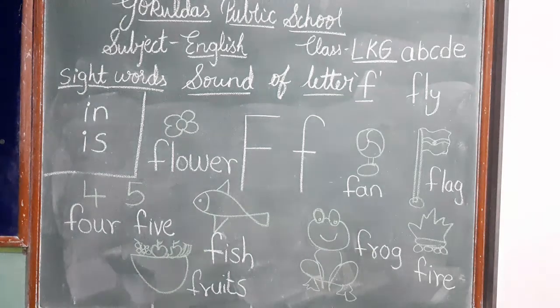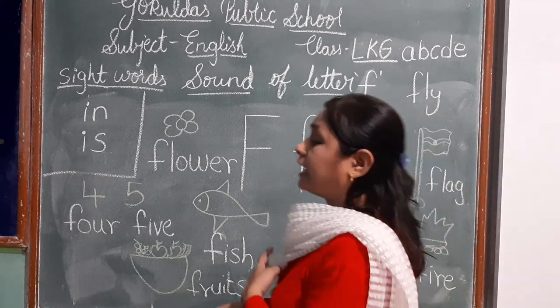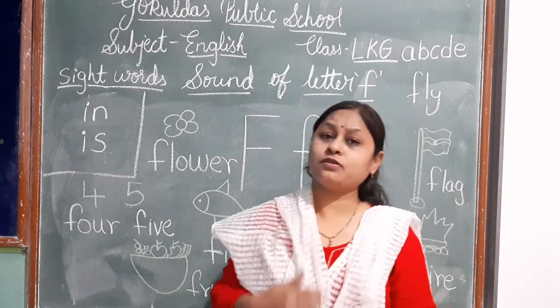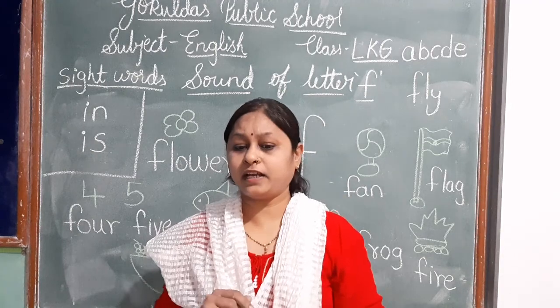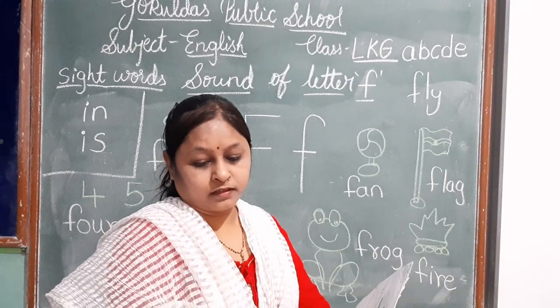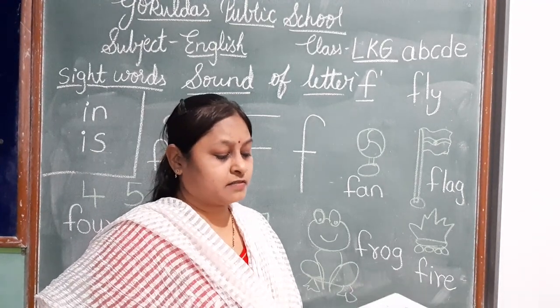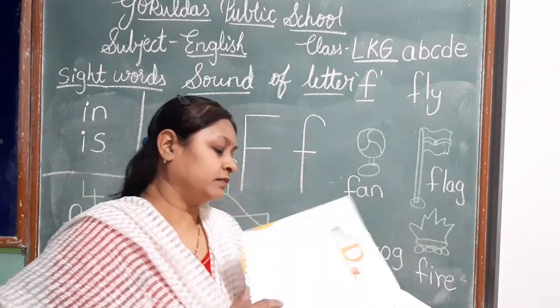Today we have learned the sound of letter F and some sight words, and we have learned the rhyme also. Yes or no? And now I am giving your homework. Look here. You have completed till letter C, so you have to complete letter D.